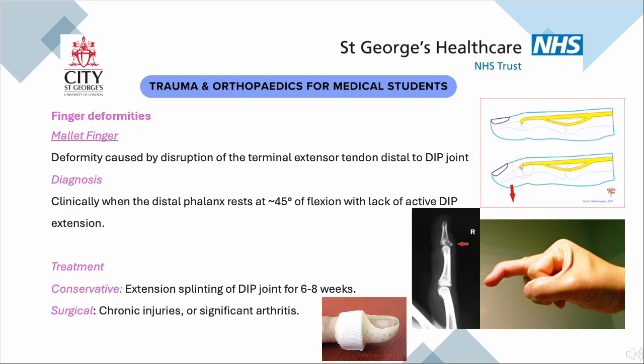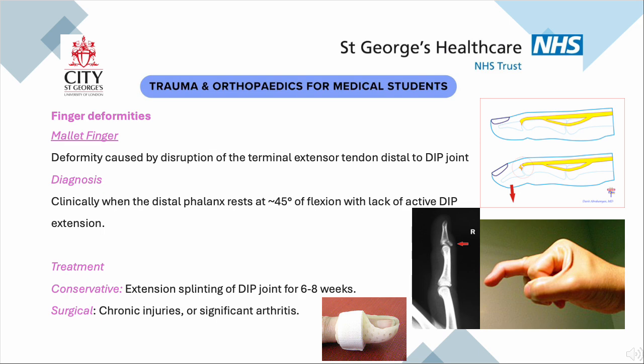We'll look at a few common finger deformities, just really so that you can recognize them and understand the pathology. So the first one's mallet finger. This is caused by disruption of the terminal extensor tendon to the distal interphalangeal joint. Classically, this would be something like trying to catch a cricket ball. It lands on the finger, hyperflexes it. And what you see when you look at them is the distal phalanx rests with a little bit of flexion there, and they're unable to straighten it.